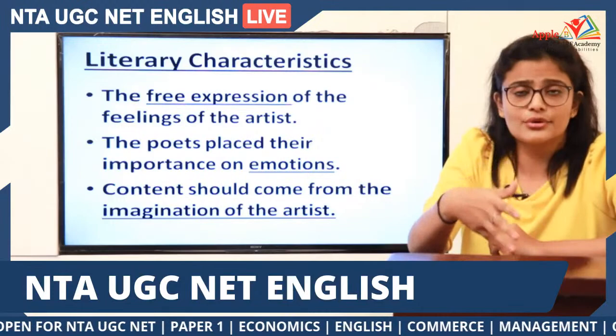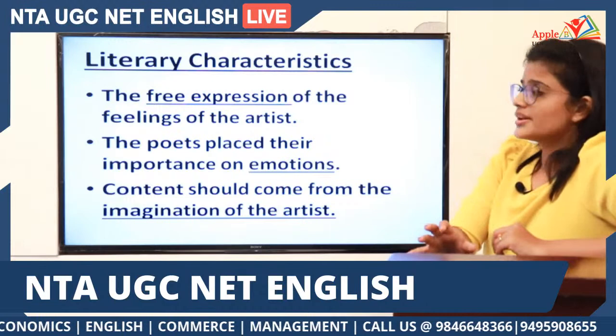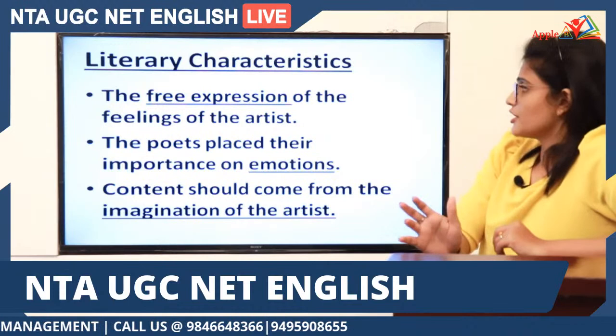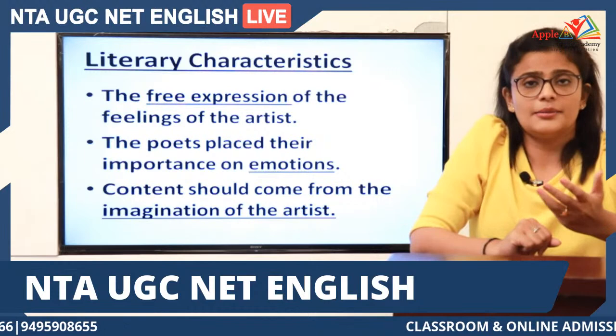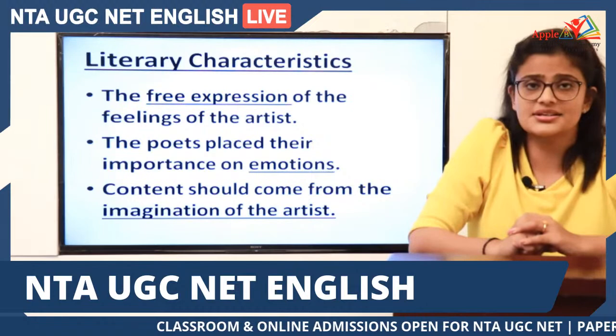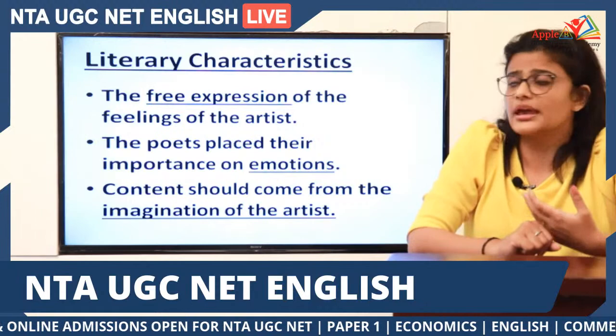Some of the important literary characteristics you could find in the Romantic Age begin with the free expression of the feelings of the artist. You might have heard the definition of poetry by William Wordsworth, that poetry is the spontaneous overflow of powerful feelings recollected in tranquility. That means you could write anything because it is your feeling. So, the free expression of the feelings of the artist.